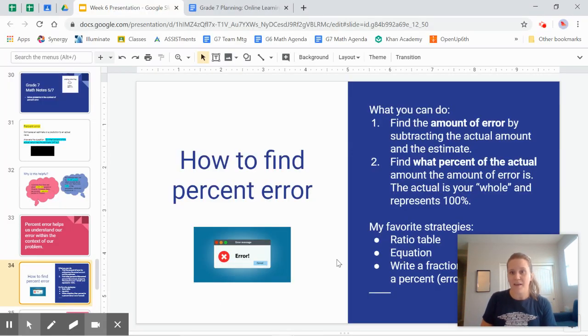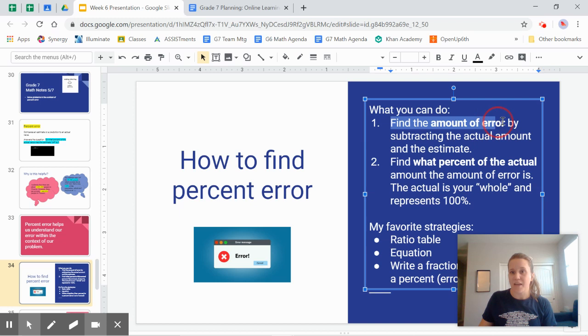Awesome. Let's talk about how to find percent error. Here's what you're going to do. You can find the amount of error using subtraction. So subtract the actual amount and the estimate. So if the doctor predicts that a baby's going to weigh 8 pounds, but the baby actually weighs 7 pounds, what's the amount of error? Yes, 1 pound, right? The estimate was off by 1 pound, okay?